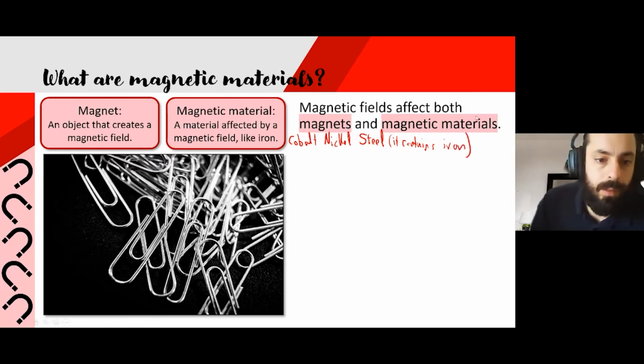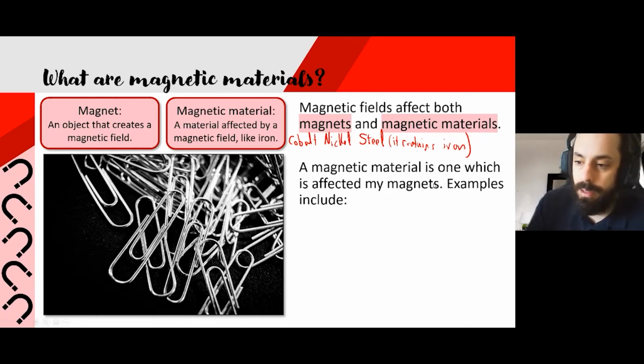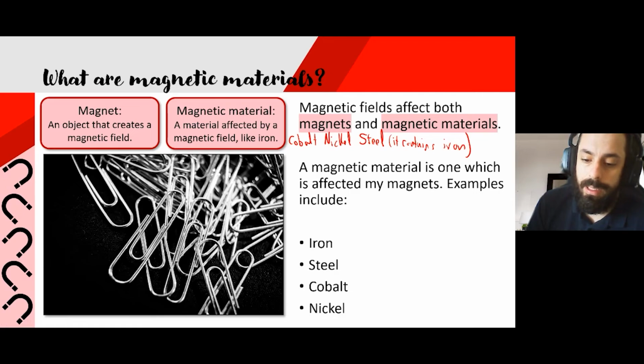Good. Okay, so a magnetic material will be any material that can be attracted to a magnet. And also, guys, it can be converted into a magnet. I will show that to you later if you're able to participate in Microsoft Teams chat and show your presence. Okay, so as I said, we've got iron, steel, cobalt, and nickel.